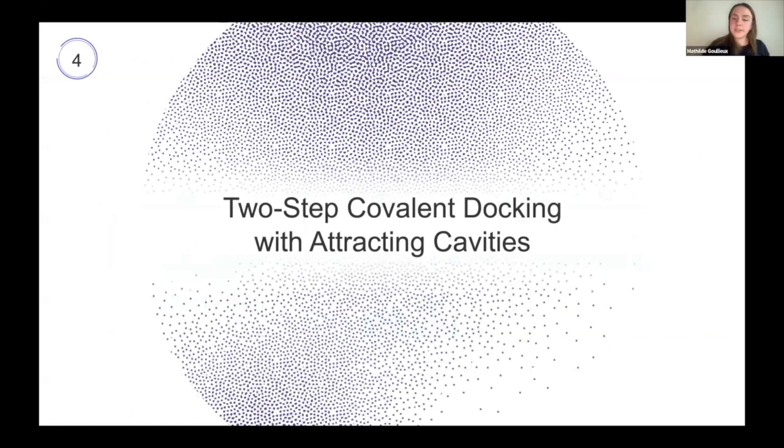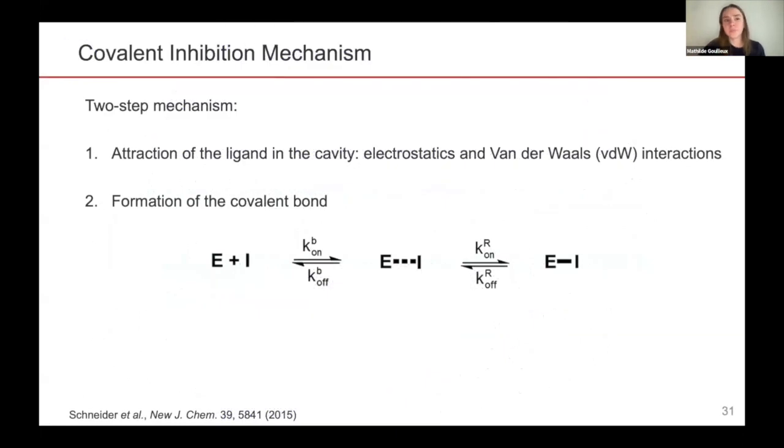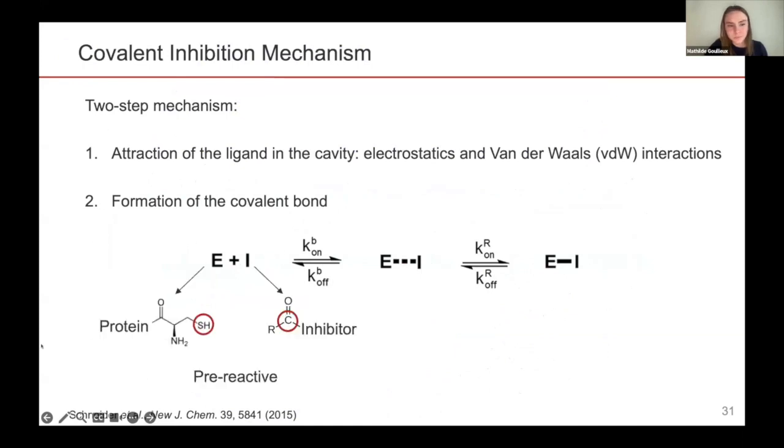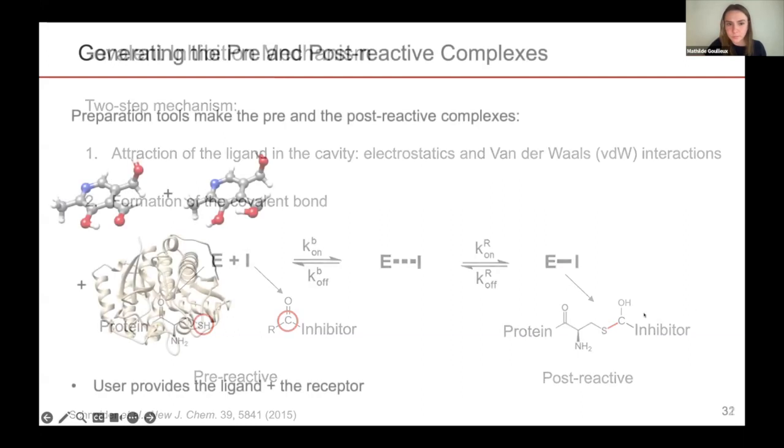Briefly, the development of the two-step covalent docking with attracting cavities was done as follows. It's a method based on the two-step mechanism of covalent inhibition. First you have the attraction of the ligand in the cavity, which is driven by the electrostatic and van der Waals interactions. And then you have the formation of the covalent bond. An enzyme reacting with an inhibitor would be, for example, in the following forms. The protein has the cysteine protonated and the ketone inhibitor is in this form, and then in the post-reactive topology you have the formation of the covalent bond, and the inhibitor is turned into an alcohol.